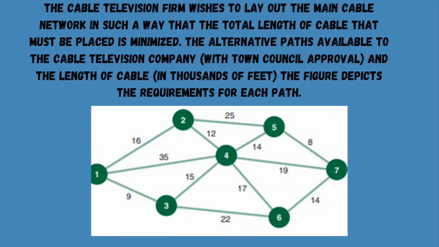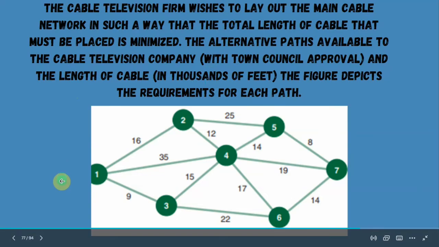The alternative paths available to the cable television company with town council approval, and the length of cable in thousands of feet, are shown. The figure depicts the requirement for each path. So yung figure is the network of possible cable TV paths. Ito yung gagamitin natin sa problem.